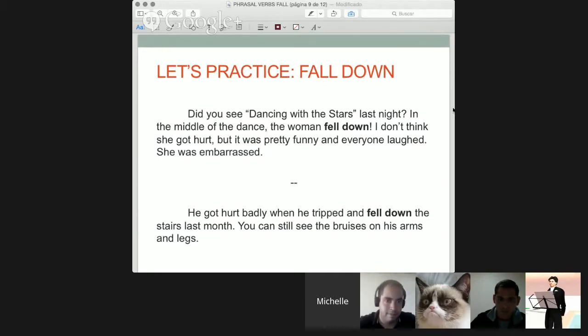Good. And Beto, could you read the second example? Yes. He got hurt badly when he tripped and fell down the stairs last month. You can still see the bruises in his arm and legs. Good. So can you think of an example with the phrasal verb fall down? Have you ever fallen down? Yes, I have, especially when I walk on ice. On ice? Yes. That is a real struggle. I can sympathize. I went to college where it snows and the whole sidewalk would be ice. I have fallen down many times.